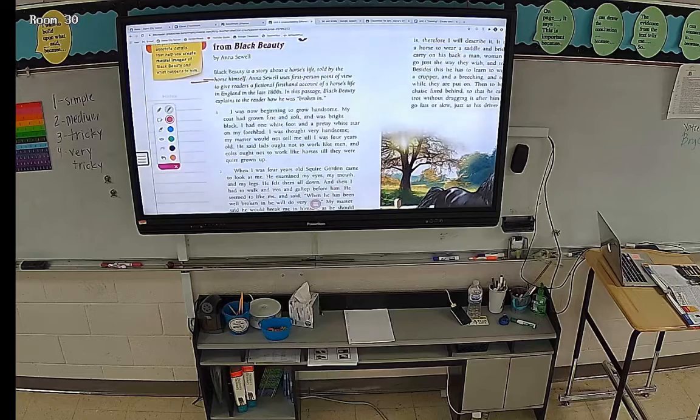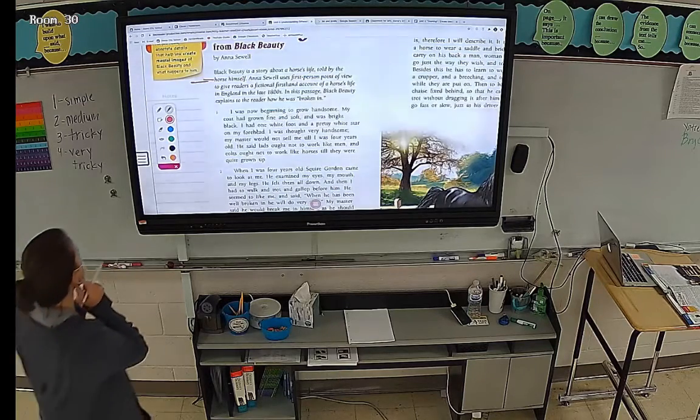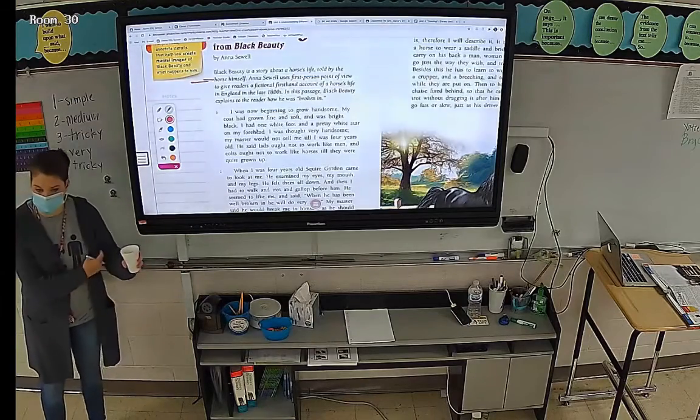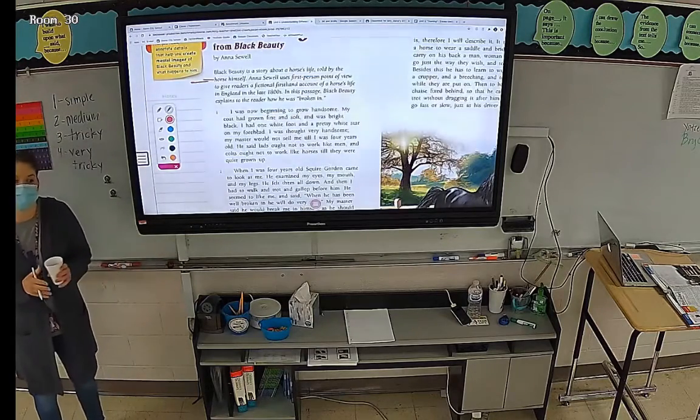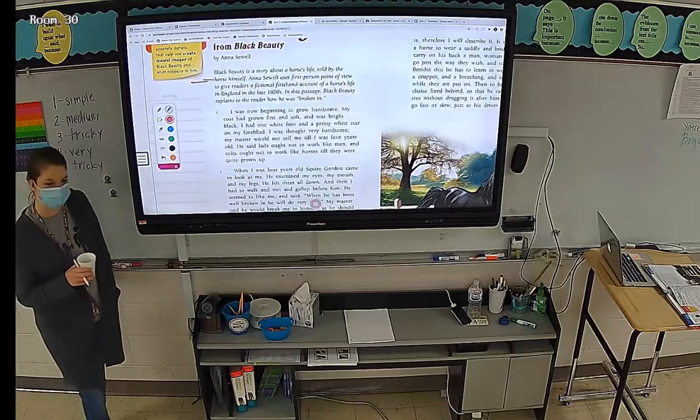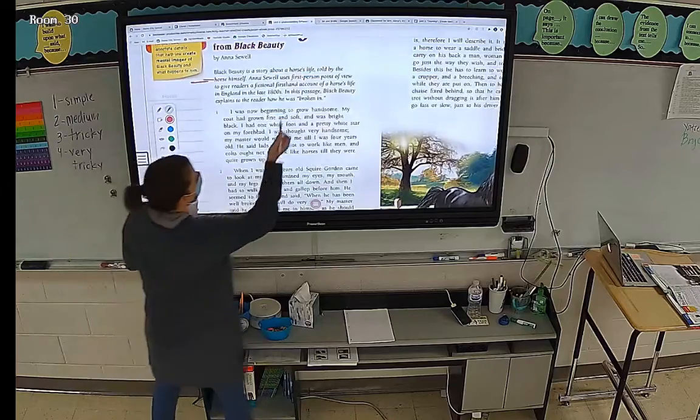Good. Okay, so something really important here. It tells us the point of view that we're going to be using for this text. What is our point of view going to be? Nadia. First person. Everybody underline first person.